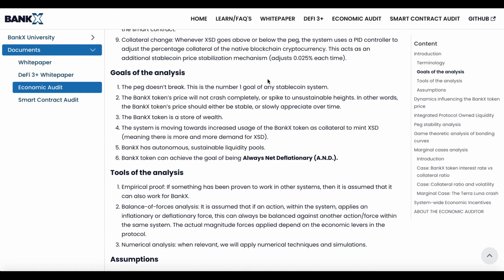So this is a stable coin. By far the most important goal is that the peg doesn't break. Okay, and then we move on to other goals which are important but not as important as the first one, because if you have a stable coin and the peg breaks, then that's no good. But then you have some other goals like the fact that BankX token is a store of wealth.